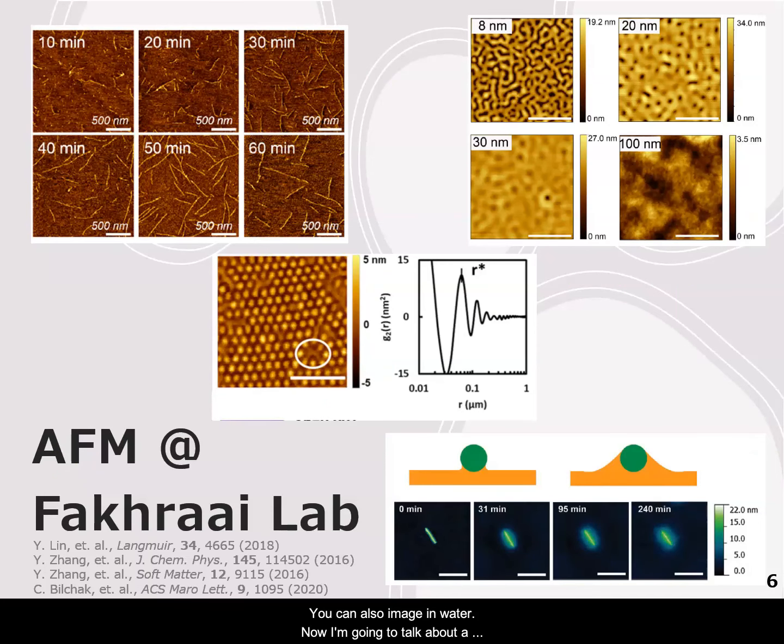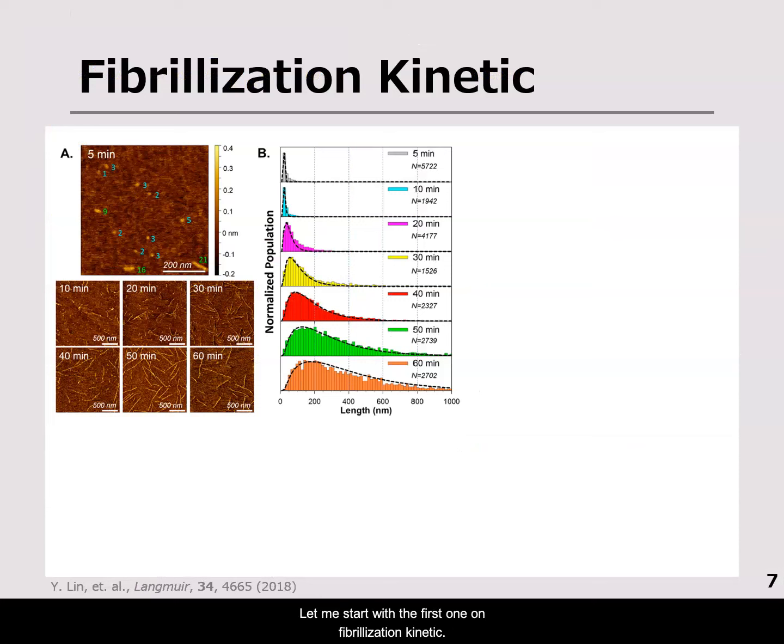Now I'm going to talk about a variety of works conducted with AFM. They include fibrils, block polymers, and organic thin films. Let me start with the first one, of fibrillization kinetics. This work requires a high-resolution AFM and an experimentalist with great patience, because these fibrils are less than 1 nanometer in height. What I'm showing here are images taken after different incubation time. You can see fibril aggregation with time.